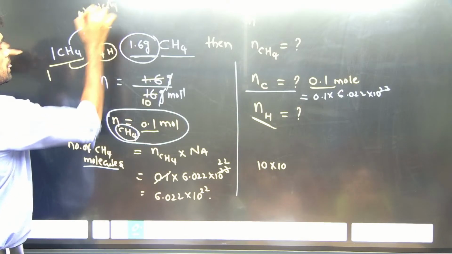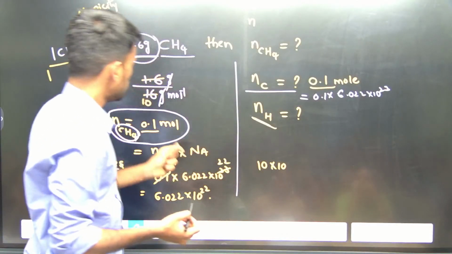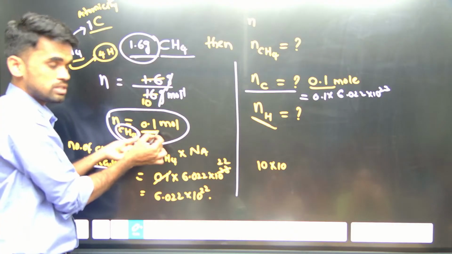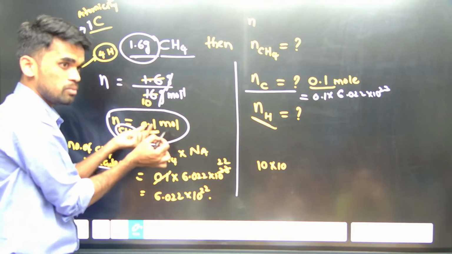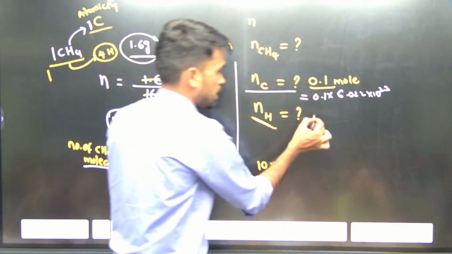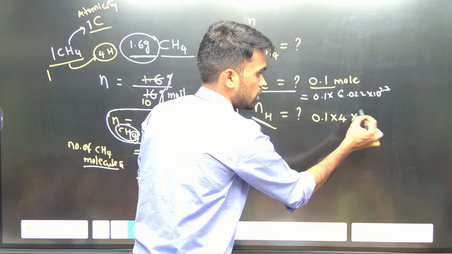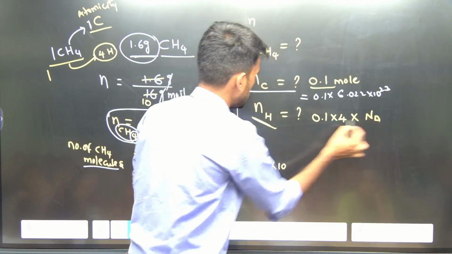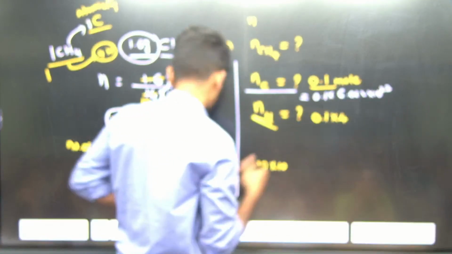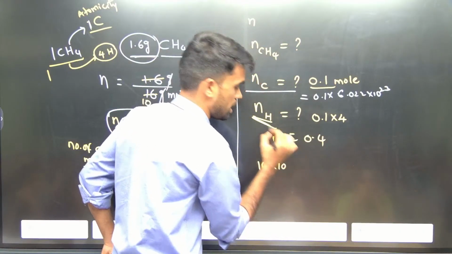Atomicity. Okay. So now what will be your answer here? The given quantity is 0.1 mole. In 1 mole how many hydrogen atoms are there? 4. So you can write this as 0.1 into 4 into Avogadro number, which gives you the number of hydrogen atoms. Like here it will be moles. If I ask 0.4 mole, 4 moles of hydrogen atoms are there.